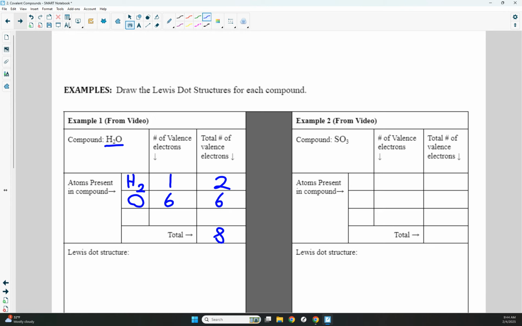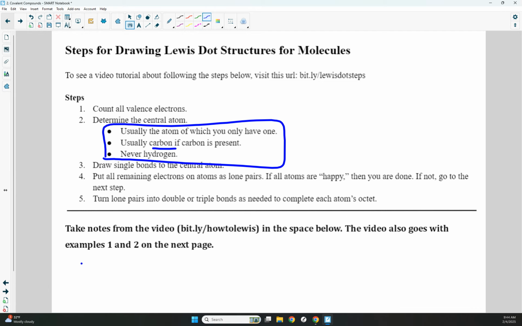So let's look at water here. Well, we only have 1 oxygen atom. So that means that's going to be the central atom. And again, hydrogen is never going to be the central atom. So we're going to start drawing our molecule, and we're going to begin with oxygen in the middle. And we are going to connect it to 2 hydrogens. So let's go back to our steps, and we just did step 3. We're going to draw single bonds to the central atom.